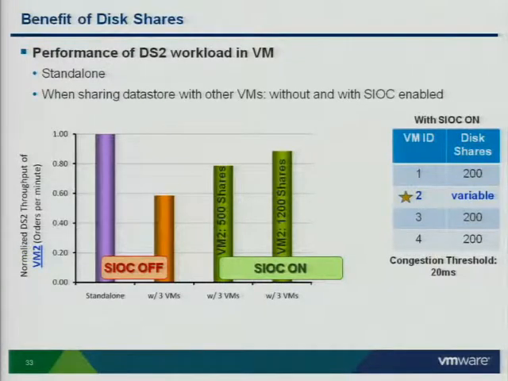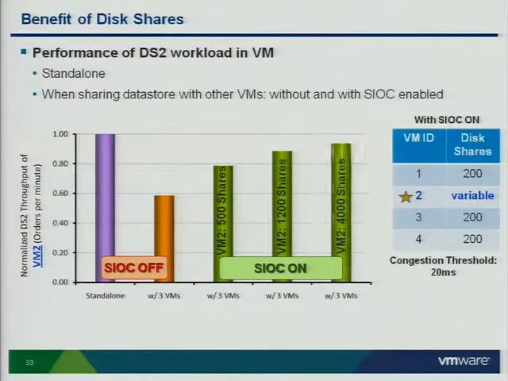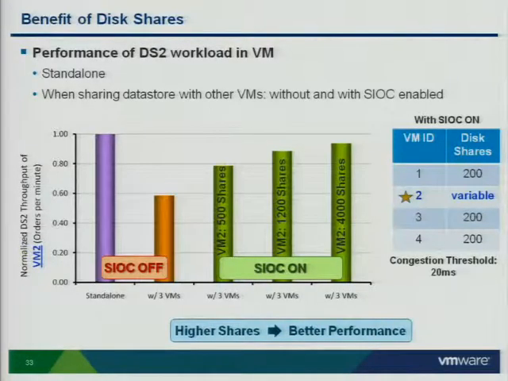In the next step, the disk shares was increased further and the performance improved further. Now at about 1200 disk shares, the performance went up to about 90%. In the final case, the VM was given the highest number of disk shares, and that's about 4,000. And as you can see, the performance went up to about 95% of its best case. What this experiment shows is that by setting the number of disk shares appropriately, you can expect to see better performance than not having any kind of control mechanism.